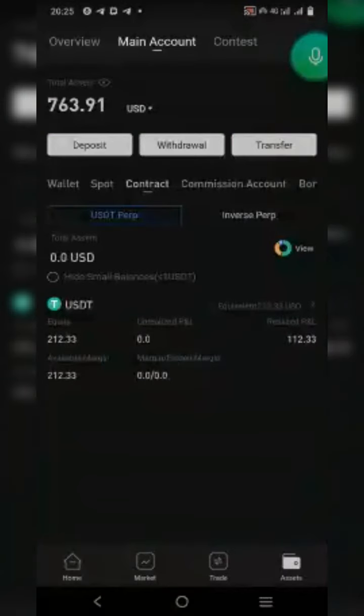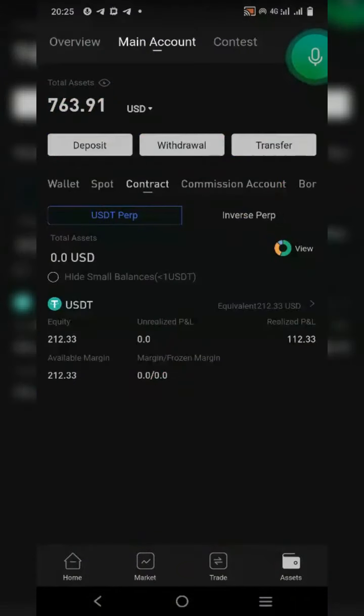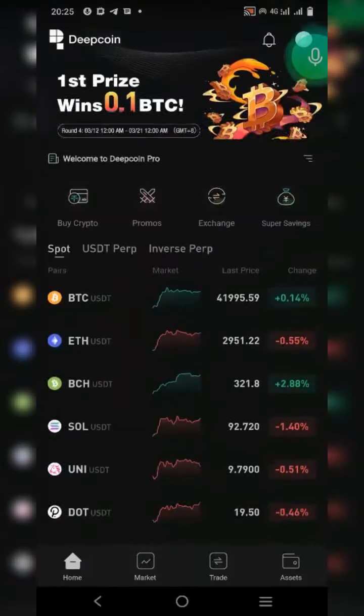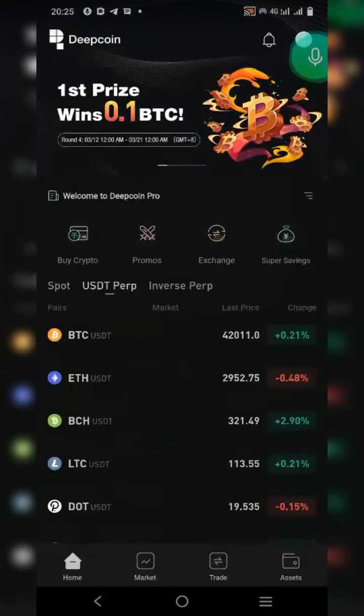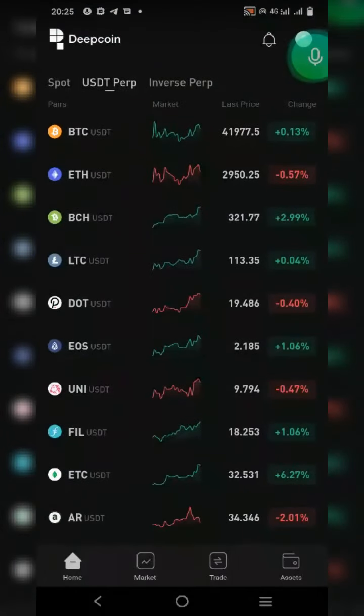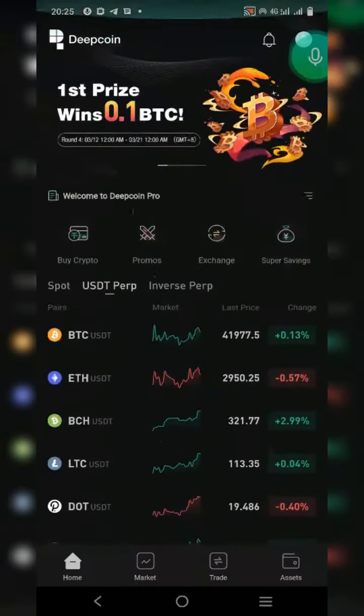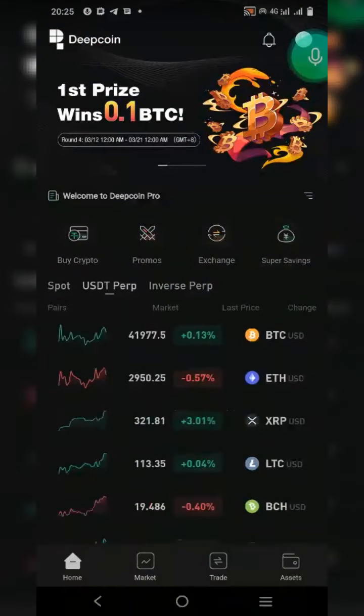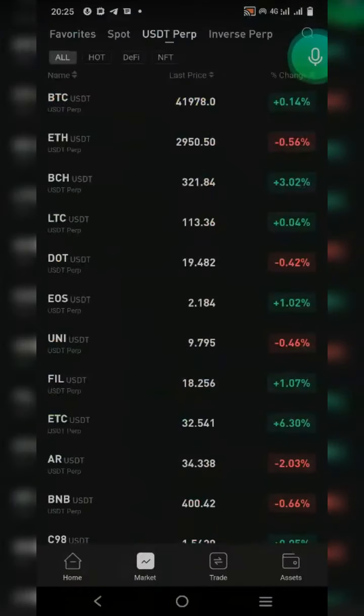So moving on, I think I'm done with home and also done with assets. On the home side, we have the spot market where you see the prices of cryptocurrency. We also have the USDT perpetual, that's the derivative market, and the inverse of the derivative market. So I expect a lot of questions from you guys tonight.